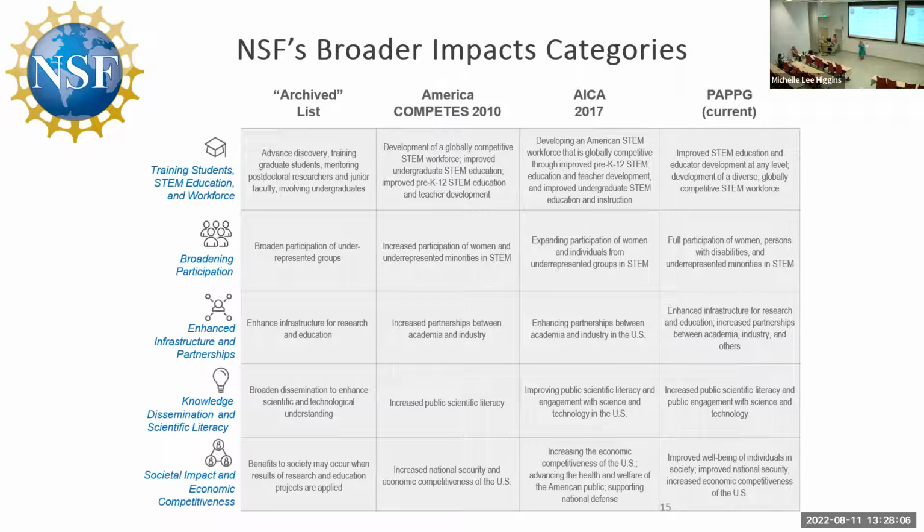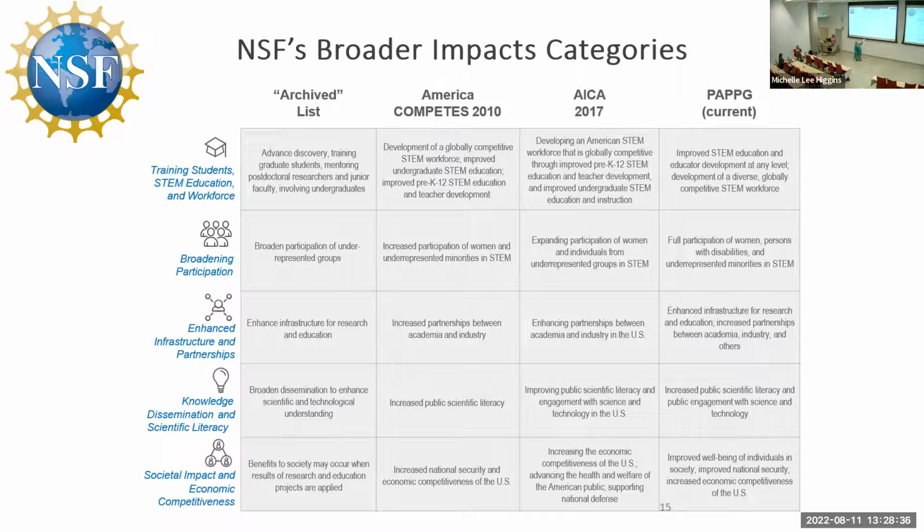And so as these were passed, NSF continually updates the PAPG, the Proposal and Award Policies and Procedures Guide. I always forget what it stands for. Anyway, someone out here probably knows. I always forget it, but we just call it the PAPG. So they update it every year. And so this is currently what it says about categories of broader impact.